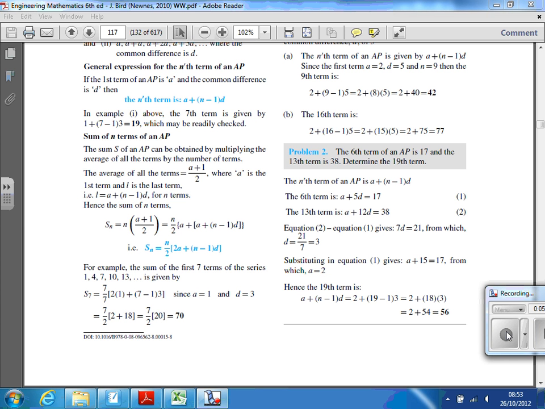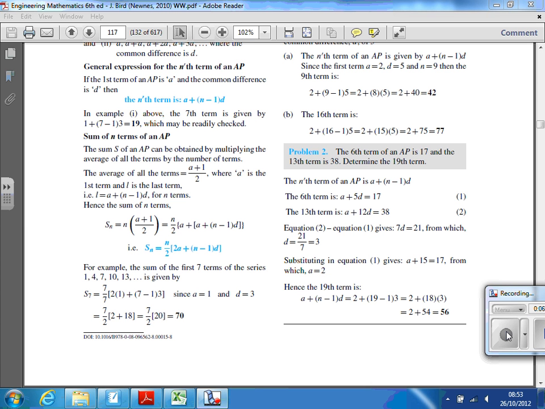So if we look at this work problem 2 on page 117, if we know what the 6th term is, and we know what the 13th term is, we can determine the 19th term. So what do we do in this case? Well, the nth term of an arithmetic progression is given by a plus n minus 1 d, which is what we've said. So we can write two different equations. a plus 5d equals 17, a plus 12d equals 38. Two simultaneous equations, two unknowns, a and d, two equations. So we can solve those.